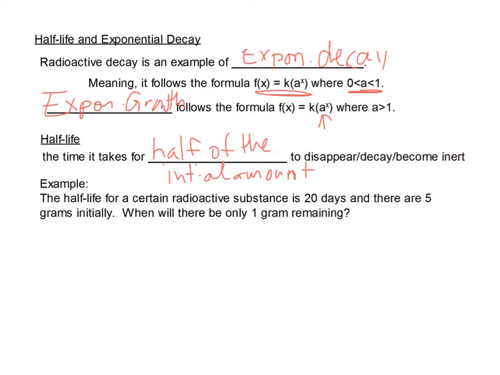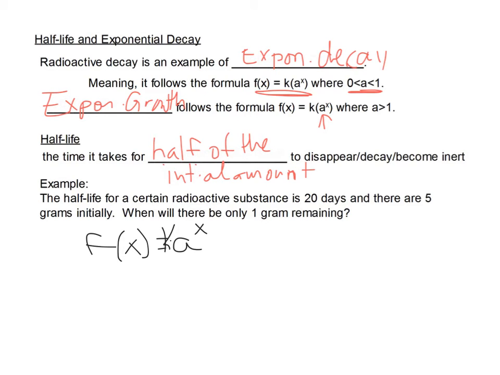All right, so how do we answer this example where the half-life for a certain radioactive substance is 20 days and there are 5 grams initially? When will there only be 1 gram remaining? All right, so we have f of x equals k times a to the x, and I forgot my k out in front.